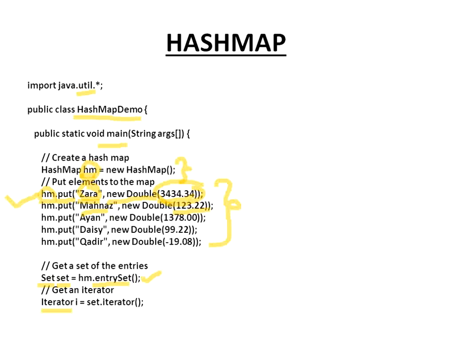Zara 3434.34, okay. Then Mehnaz 123.22, okay. Ayan 1378.